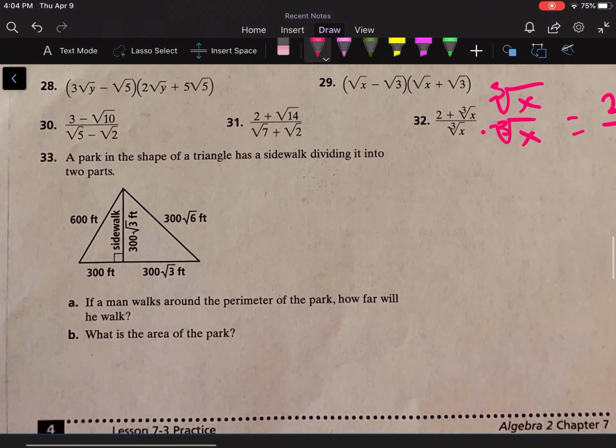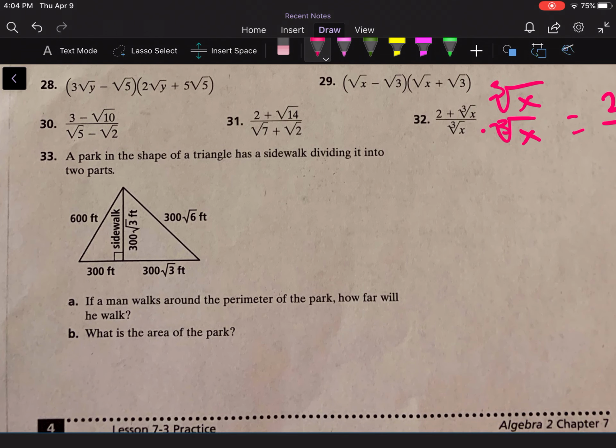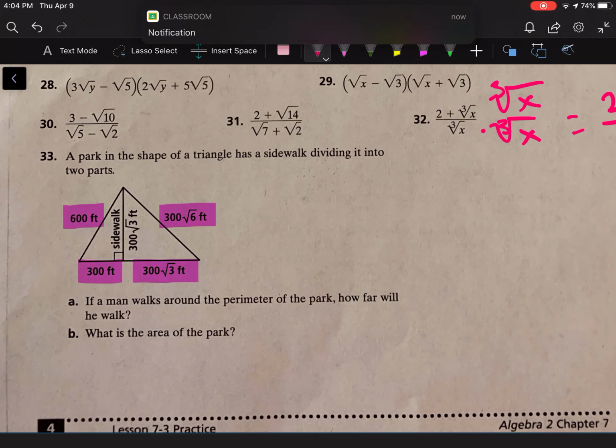Now let's look at 32. A park in the shape of a triangle has a sidewalk dividing it into 2 parts. If the man walks around the perimeter of the park, how far will he walk? So remember, perimeter is just adding all of these on the outside. 600 plus 300 root 6 plus 300 plus 300 root 3. Now this root 6 here, you want to break that 6 into 2 times 3. Can't really do much with anything there.